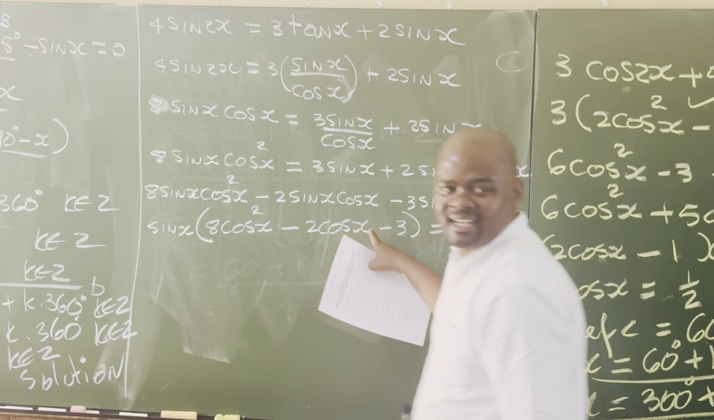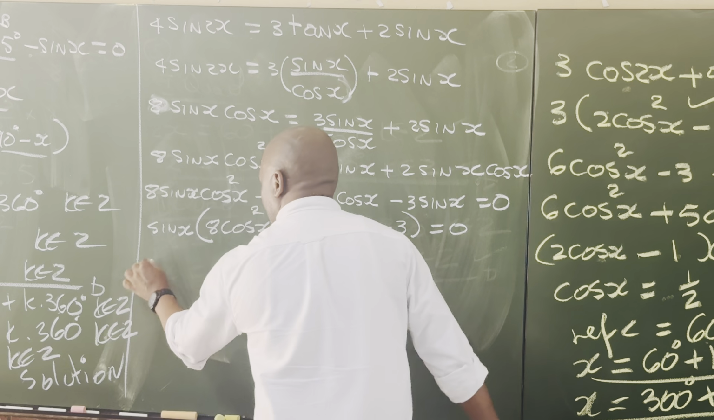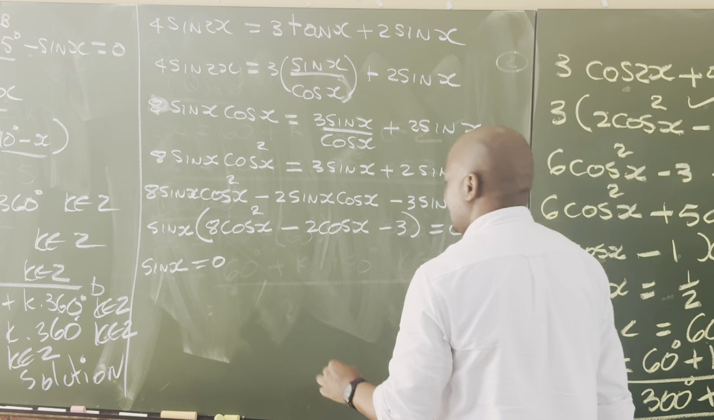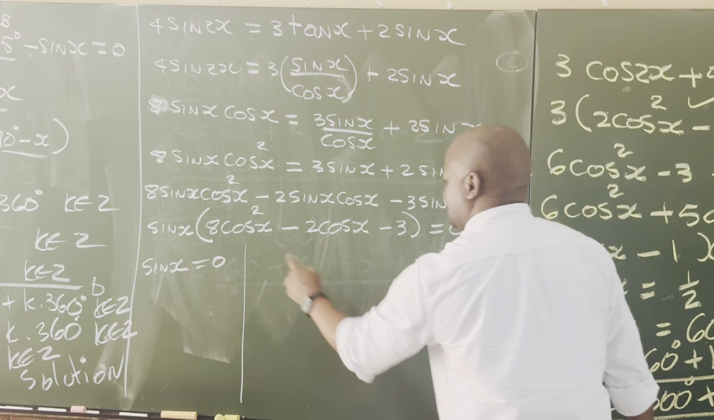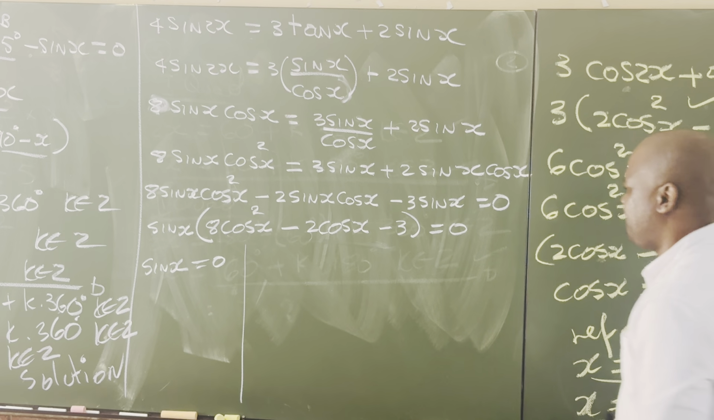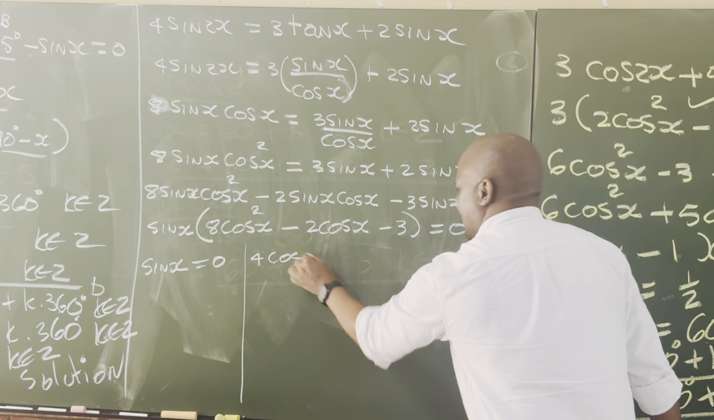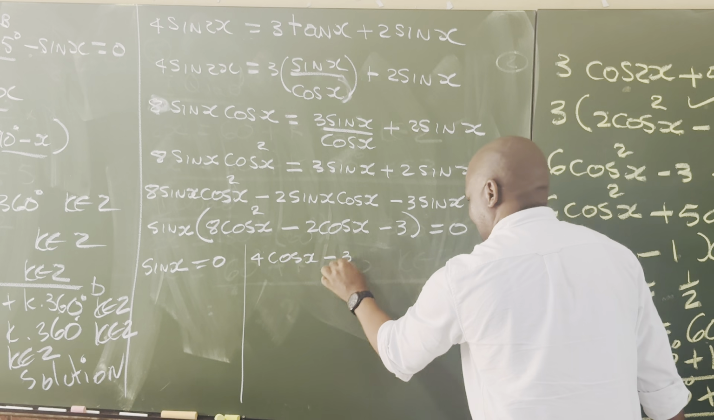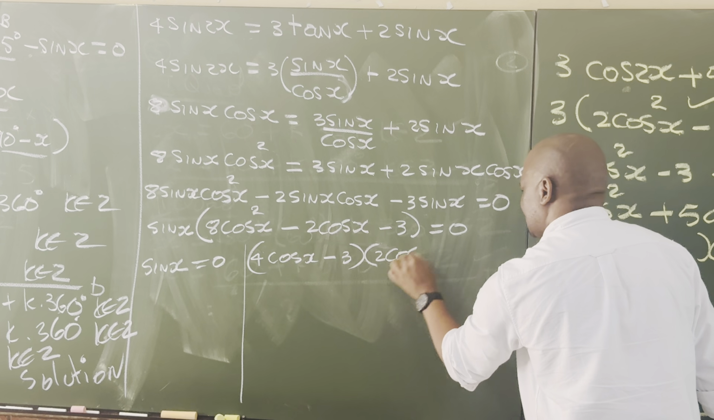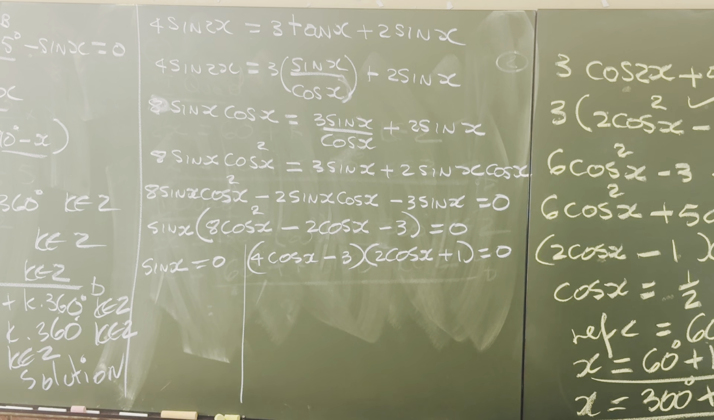Do you recognize what is inside the bracket? That is quadratic. So that means we have a solution that says sine x is equals to 0. And then we have another solution that is the factors of this. What are the factors of this? It's 4 cos x minus 3 into 2 cos x plus 1 is equals to 0. Did you check? It's checked out.